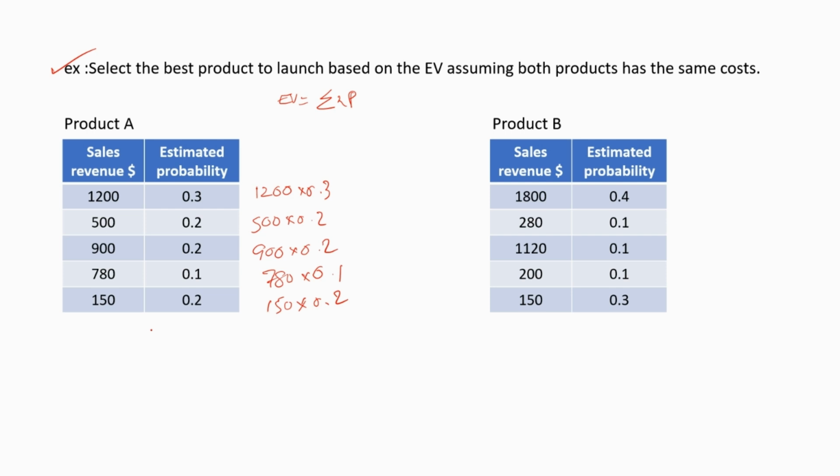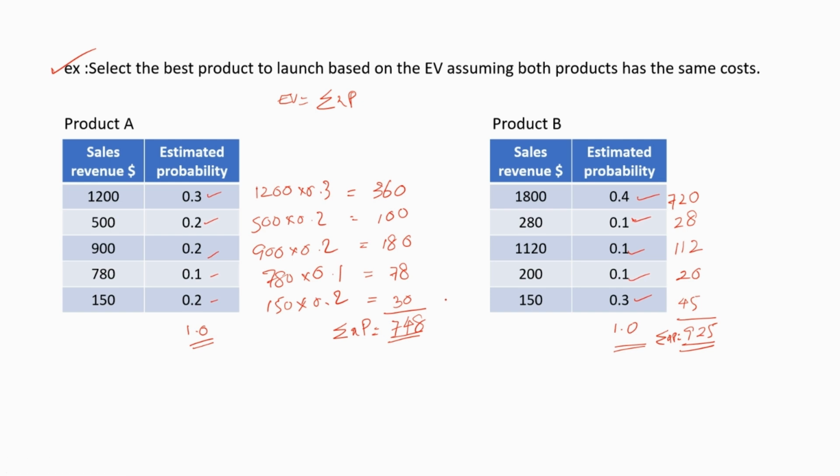Let's see whether this question considered all the outcomes for product A and B. We can check that by adding all the probabilities. If it is 1, it means all the possible outcomes have been considered. So 0.3, 0.5, 0.7, 0.8, 1.0. They have considered all the outcomes. Let's go to product B. 0.4, 0.5, 0.6, 0.7, 1. For this also they have considered all the possible outcomes. Now let's calculate the expected values.